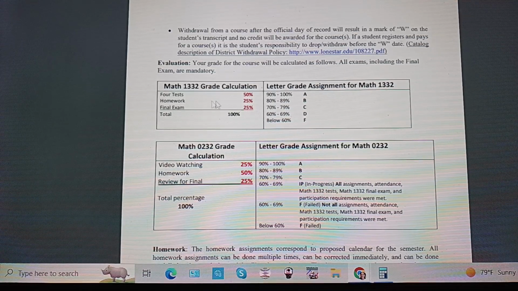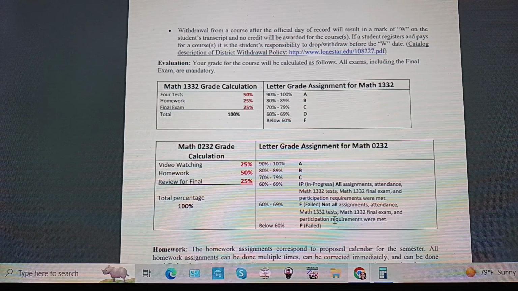All the homework you do in 1332 also counts for 50% of your grade in 0232. And then those 4 reviews count as 25% of the 0232 grade. In classes that start with a 0, those are developmental math classes, they don't accept D grades. So you can get an A, B, C, or fail.